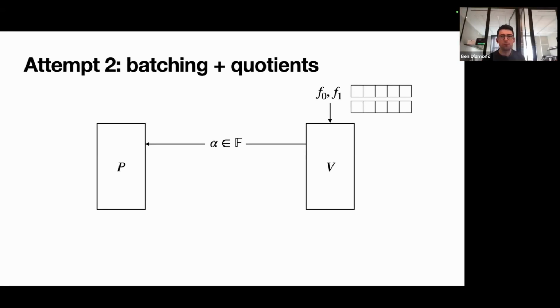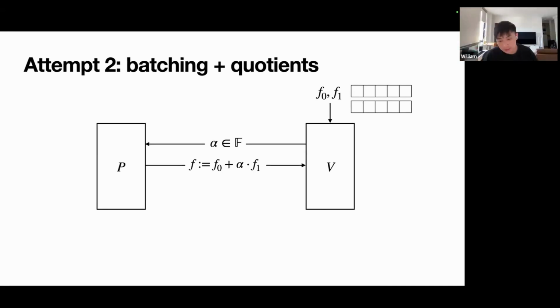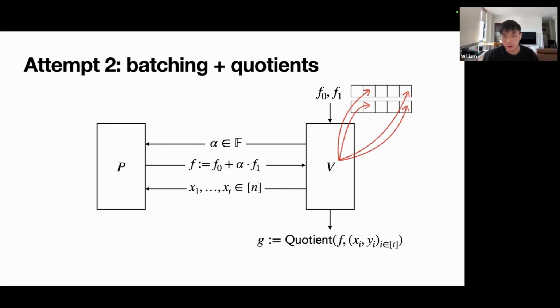So the verifier samples the challenge. Now the prover is going to send over the claimed random combination as a new oracle F. So at this point, for a dishonest prover, we don't actually know if F is equal to the random combination or not. But we're going to use this quotient to somehow enforce consistency between F and the random combination. The verifier is going to randomly choose a bunch of indices. It's going to query the original oracles at those indices. And then it uses this information to output the quotient G. And again, G is virtually defined over the new oracle F.